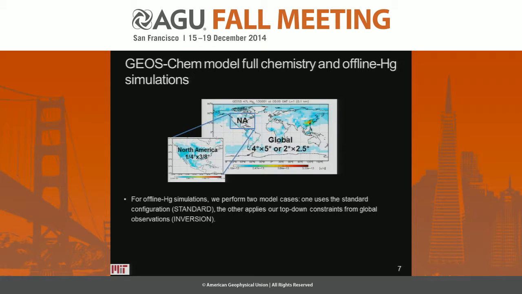We use the GEOS-Chem model to interpret these NOMADSS measurements. GEOS-Chem is a global chemical transport model with finer resolution over North America. We use GEOS-Chem for chemistry simulations to model VOC tracer measurements. And for offline mercury simulations, we perform two model cases. One uses the standard configuration, which we call the standard case, and the other applies our top-down constraints from global GEM observations, which we call the inversion case.